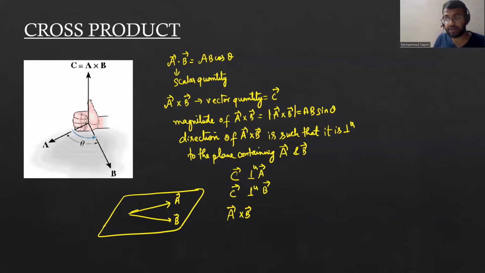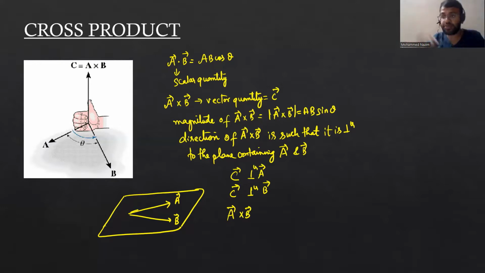It's very simple. If you want to find the A cross B direction, you will point the four fingers of your right hand in the direction of A, correct? Then you will curl, you will rotate towards B. Then the thumb will give you the direction of A cross B, isn't it?